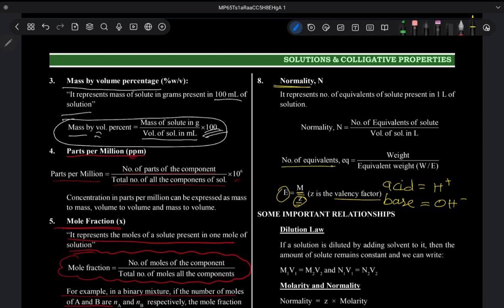And what is number of equivalents? This tells you how many active units you actually have in your sample. It is like counting moles but adjusted for the chemical strengths, and its formula is number of equivalents equals weight divided by equivalent weight.